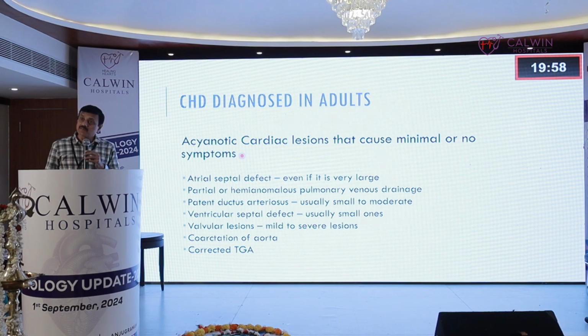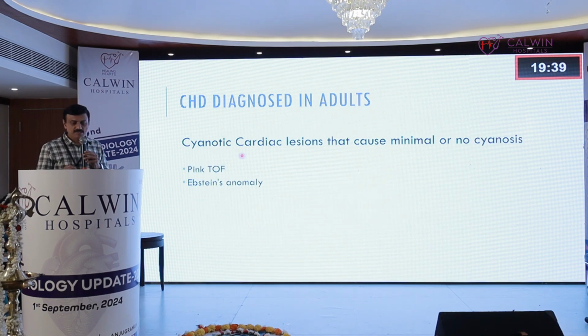Atrial septal defect, even if it is very large, is asymptomatic. Partial anomalous pulmonary venous drainage, patent ductus arteriosus, VSD generally small ones, valvular lesions mild to severe. Even severe pulmonic stenosis can sometimes be asymptomatic. Coarctation of aorta and corrected transposition of great arteries.